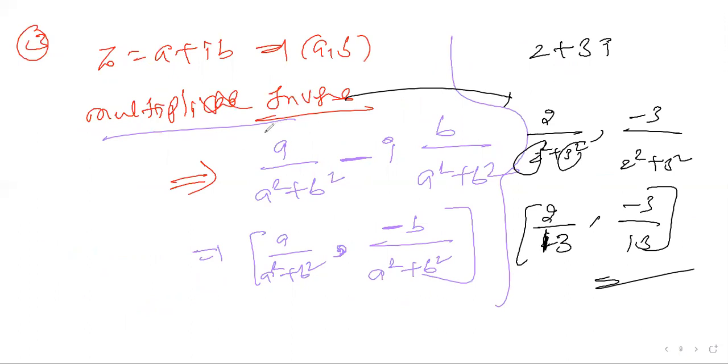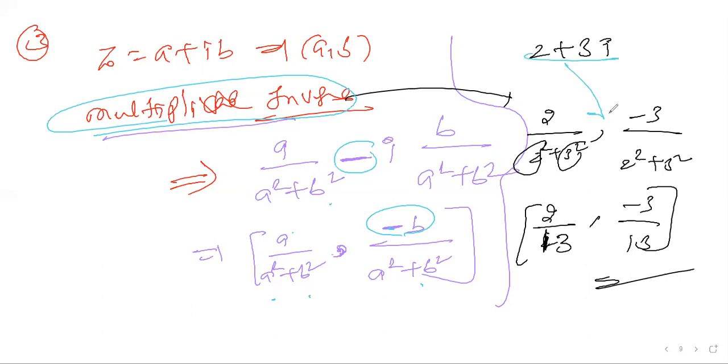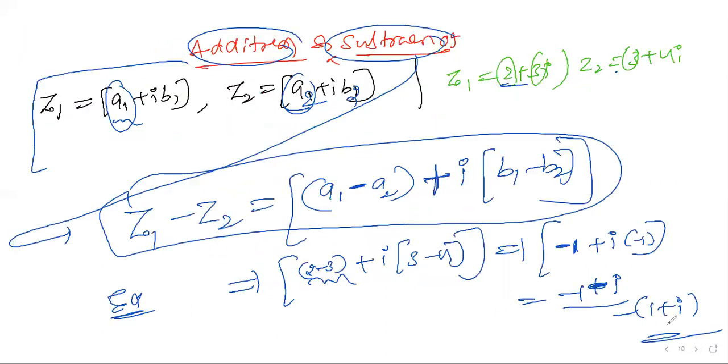The multiplicative inverse means a by under root of a square plus b square, minus i into b by under root of a square plus b square, or you can say a by a square plus b square comma minus b by a square plus b square. Minus for the negative imaginary part, please remember. I took an example and explained the multiplicative inverse for a given number. Then the general calculations: addition, subtraction, multiplication, division.